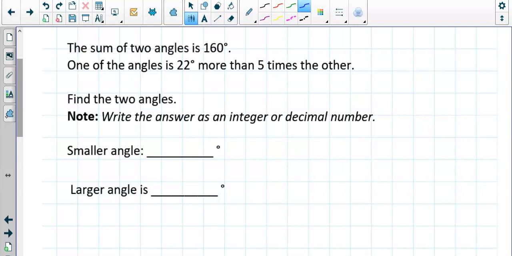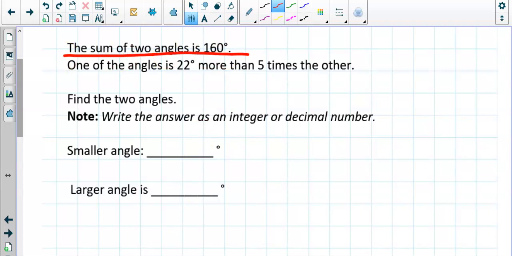Okay? So, let's take each one of these, and just like last time, let's translate. Because that's all this is. It's just another translation, although we put a little bit of context behind it. We're talking about angles. Okay, no biggie. So, it says the sum of two angles is 160 degrees.